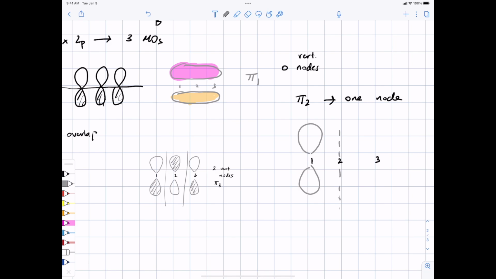And this will look as follows. Because there's a node in between carbons 2 and 3, the wave function sign has to be opposite on either side. Okay? And we'll call that pi 2.